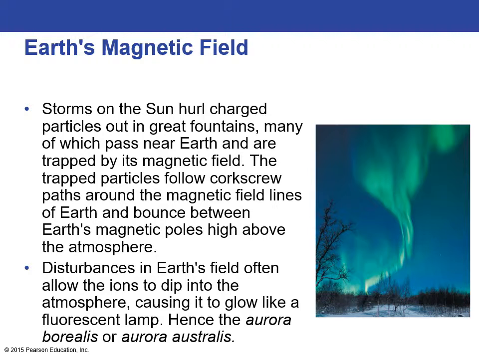Storms on the sun, we learned a little bit about the northern lights earlier, hurl charged particles out in great fountains, and many of these pass near Earth and are trapped by the Earth's magnetic field. The trapped particles follow corkscrew paths around the magnetic field lines of Earth and bounce between the Earth's magnetic poles. Disturbances in the Earth's field often allow the ions to dip into the atmosphere, causing a glow. So again, these are a plasma. So we have solids, liquids, gases, and the plasma. And then we get the aurora borealis or the aurora australis.